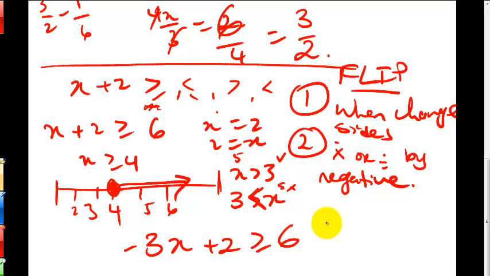Wait, number 1. What is that then? When changing sides, flip, that's why I wrote it. Yeah, flip the sign. If it's greater than, you change to less than. If it's greater than or equal to, it changes to less than or equal to. That's it, yeah?